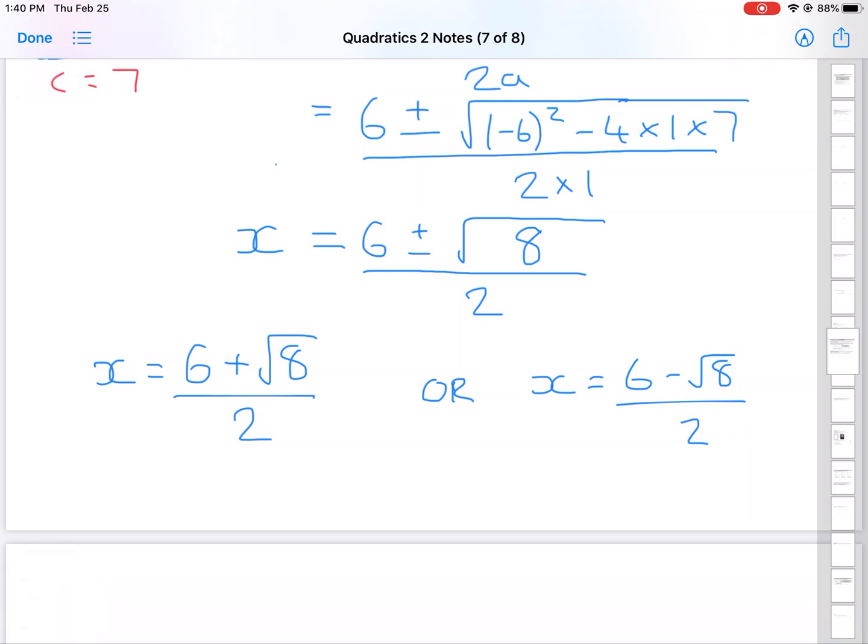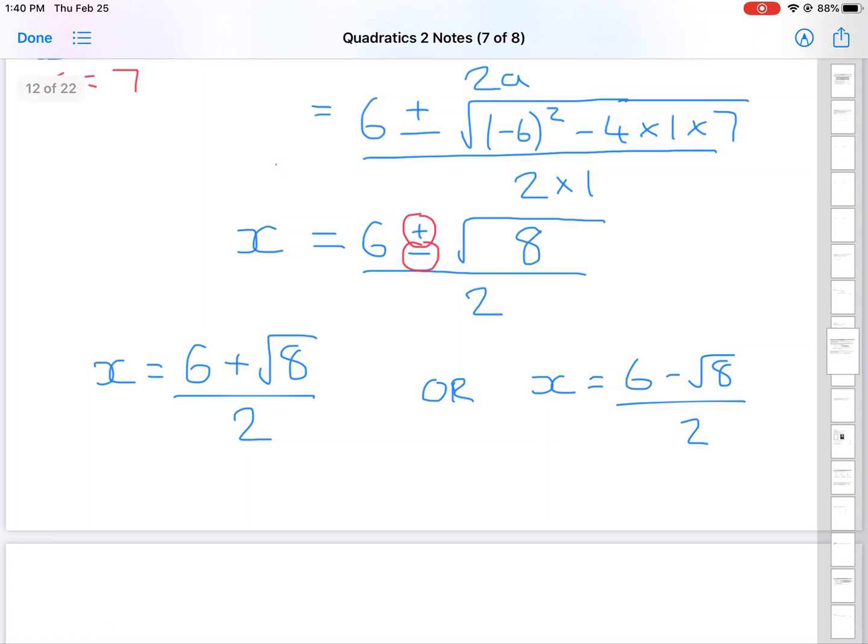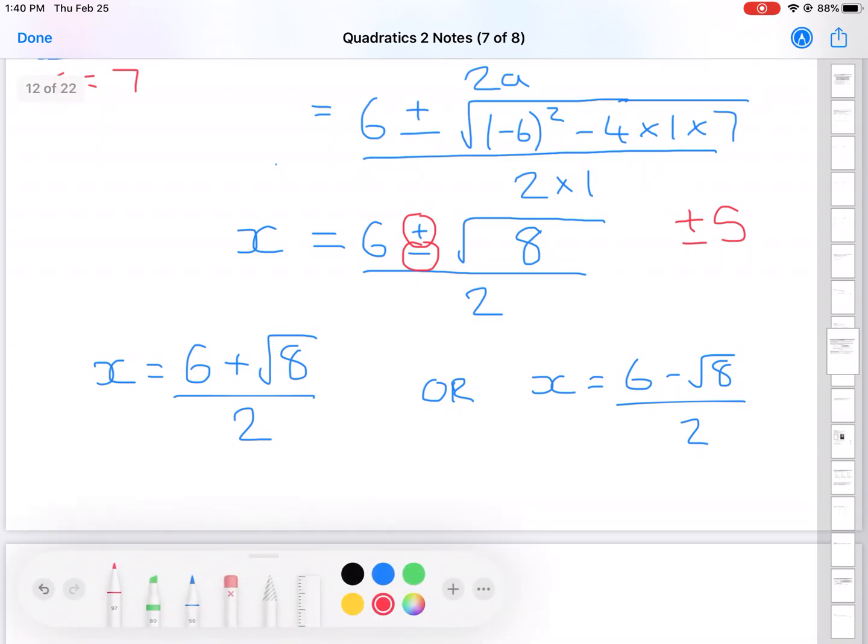So this plus minus up the top there is a commonly used symbol in maths. It just means plus or minus. So plus minus 5 means we can either use plus or minus 5 in that calculation. Both of those numbers are relevant.